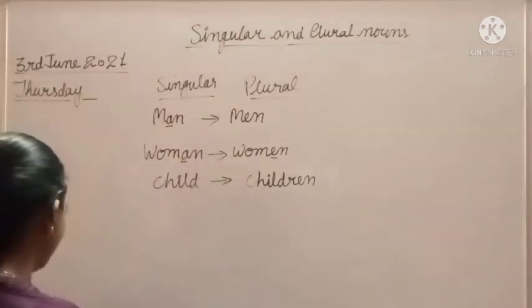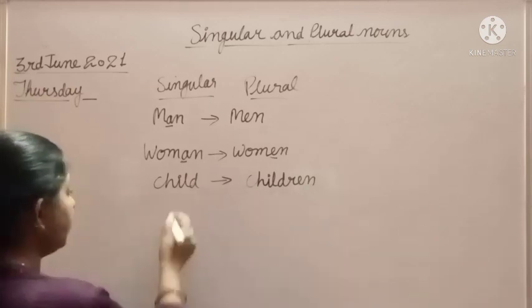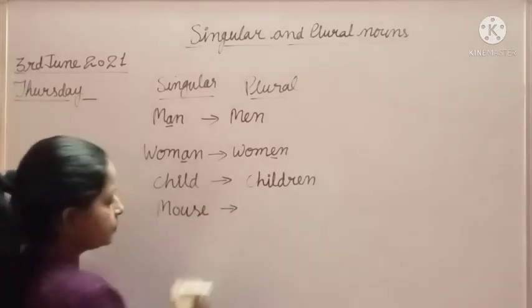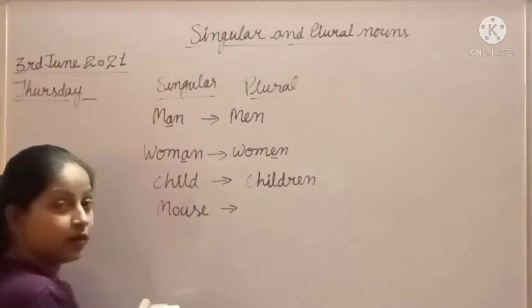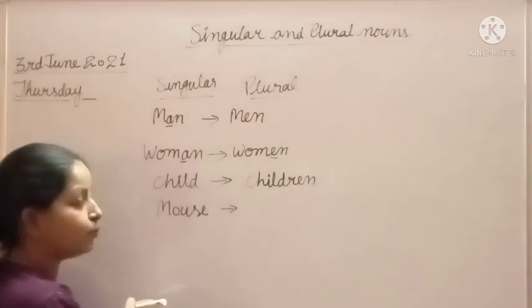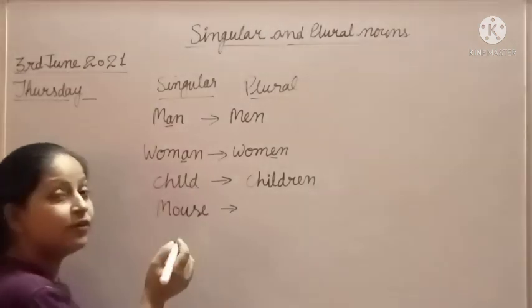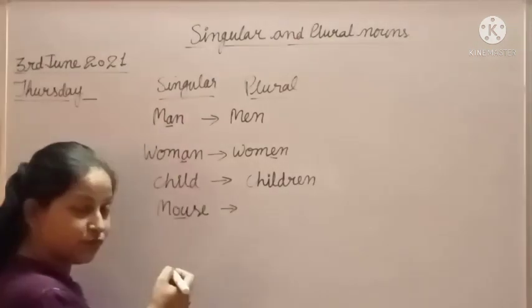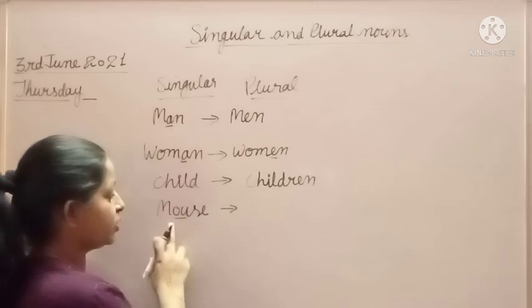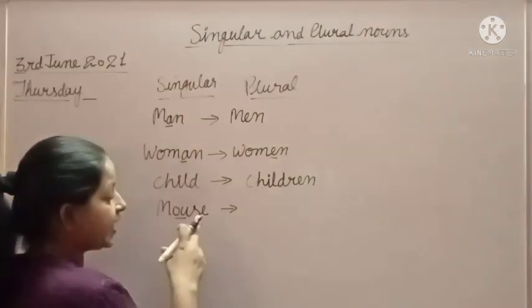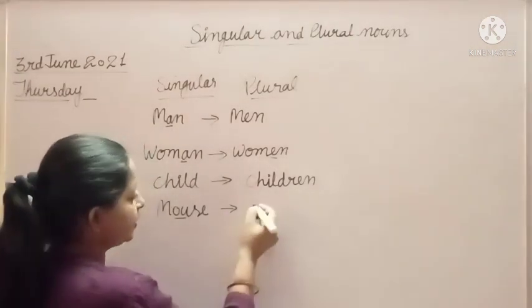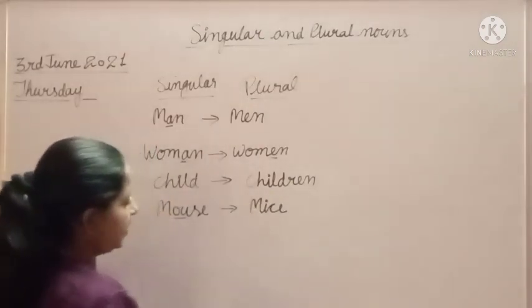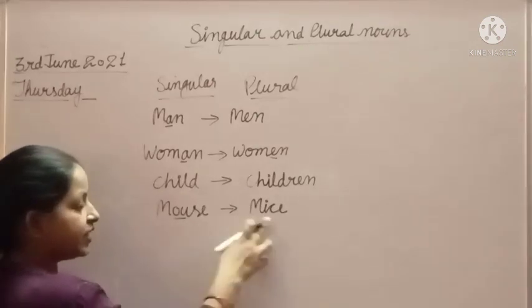As well as when we have mouse, what will we do to make the plural? Yes, we will change the vowels. We will change the vowels to make plurals. O-U, these are vowels, and we will change the vowels. Mice. Yes. The plural of mouse is mice.